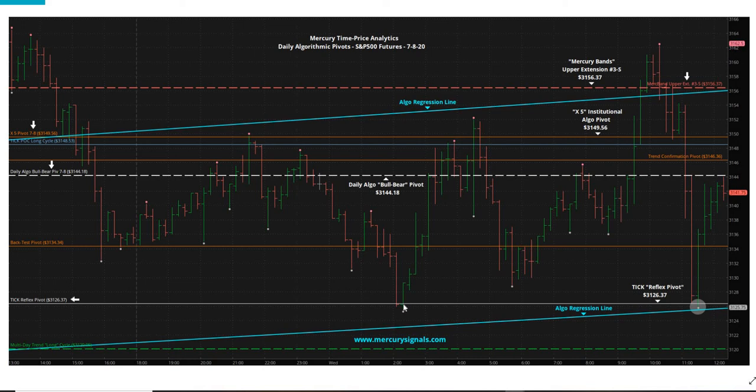in the pre-market. And these algorithms, all of our algorithms are derived from a formula. We don't look at the chart and say, all right, well, this is a support level, this is a resistance level. All of these are mathematical algos. But I thought it was interesting that we had today's low at the confluence of the tick reflex pivot here at 31.26, which it literally hit to the tick, and this regression line. Now, I also want to point out our daily bull bear pivot.